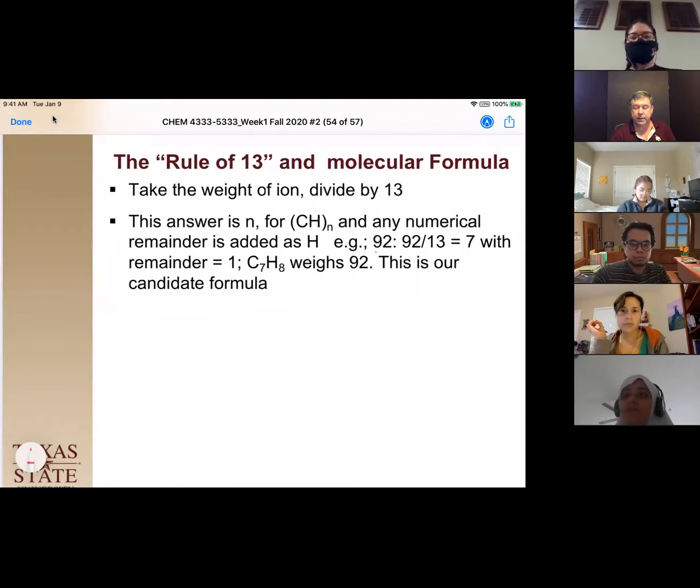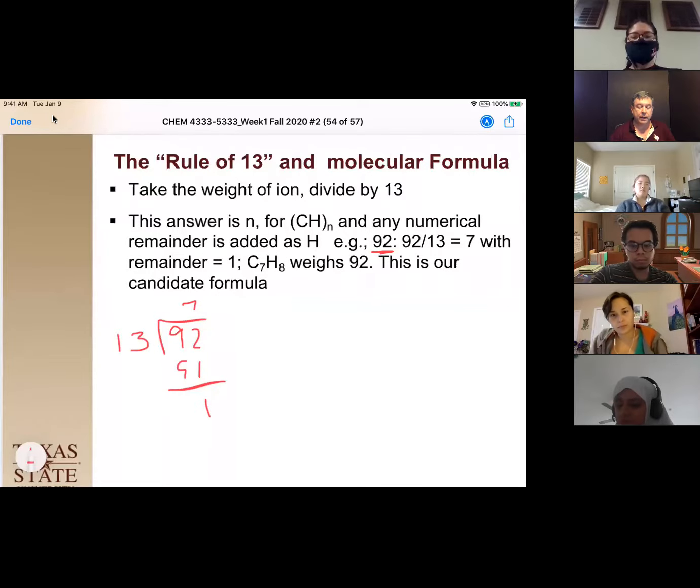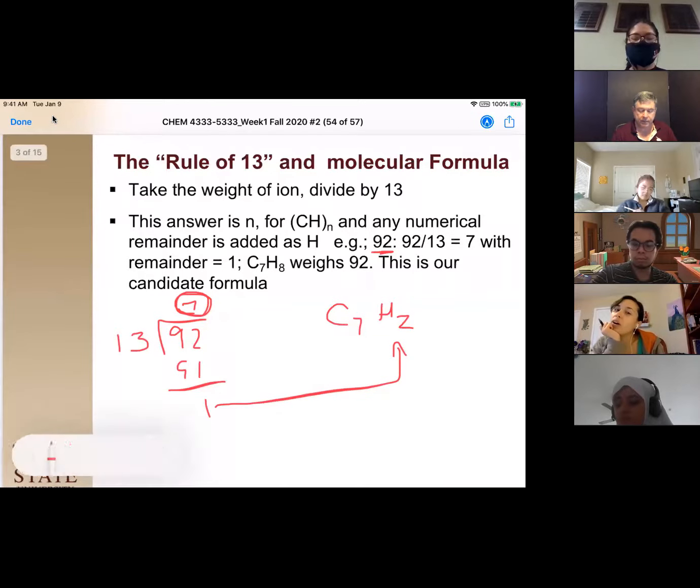So let's say, in this case here, we have an ion weighing 92. So if we take 92 and divide that by 13, we're going to end up with 7. And that's going to give us, let's see, 91, which gives us a remainder of 1. Okay. So that means that that's going to give us a fragment that has 7 carbons and 7 hydrogens. That's what this 7 up here means. And then we have to add the remainder. Oops, this should be a 7.